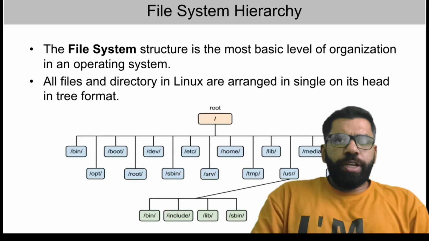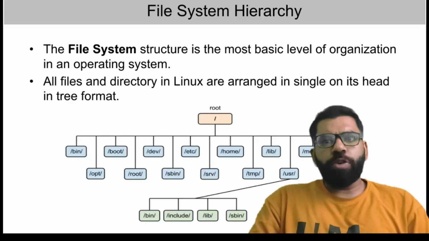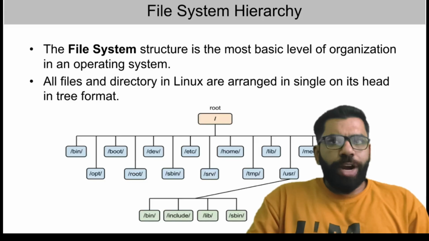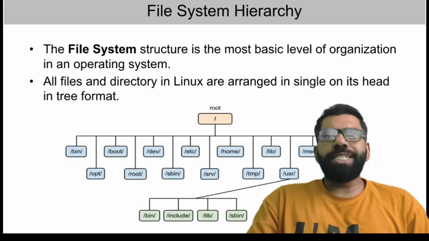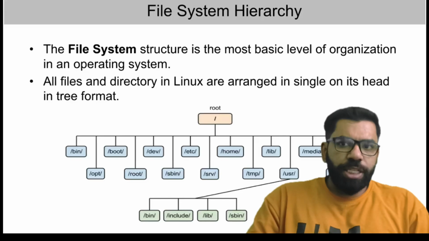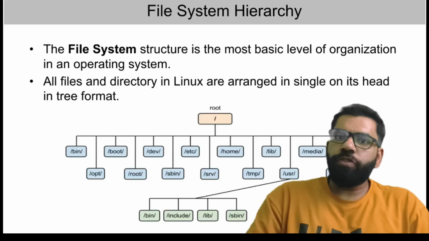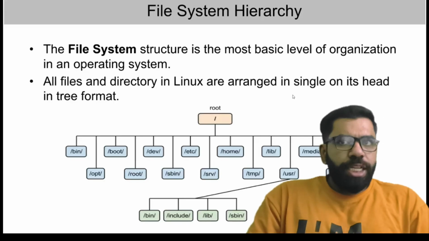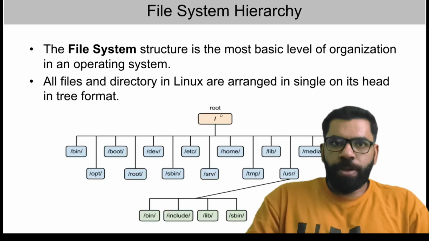So in this video, we will discuss what is meant by file system hierarchy. First of all, what does file system mean? File system is the structure and the basic level of organization in an operating system. That means in your operating system, how all the files and directories are arranged and how they are connected is called the file system. In Linux, file system hierarchy means that structure, right?